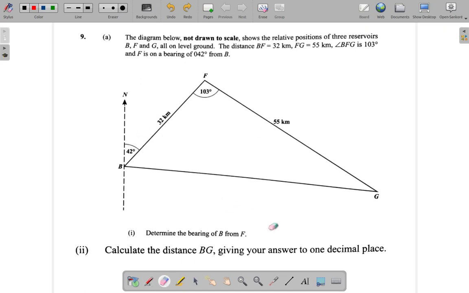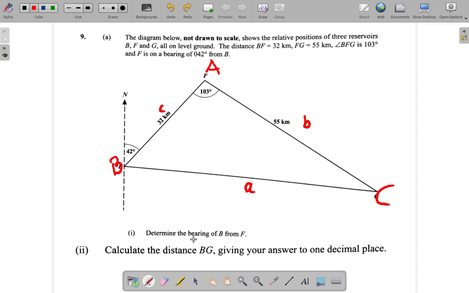So what you could do is just temporarily change the letters here and call this big A, big B, big C. And then the side opposite to big A is small a. The side opposite to big B is small b. The side opposite to big C is small c. So that this would match somewhat with the lettering in the formula sheet.